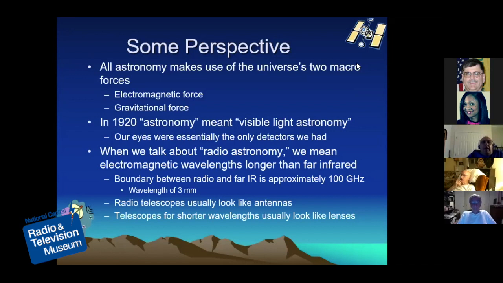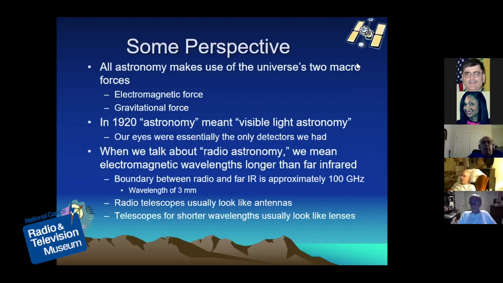So in 1920 or so, we'll take ourselves back to there and try to establish our state of knowledge then. When you said astronomy, you meant visible light astronomy, because that's all we knew how to do, was look at the sky either through our eyes alone or aided by a telescope or binoculars. Those were the only detectors we had, and we were looking at everything through a very, very narrow piece of the electromagnetic spectrum.